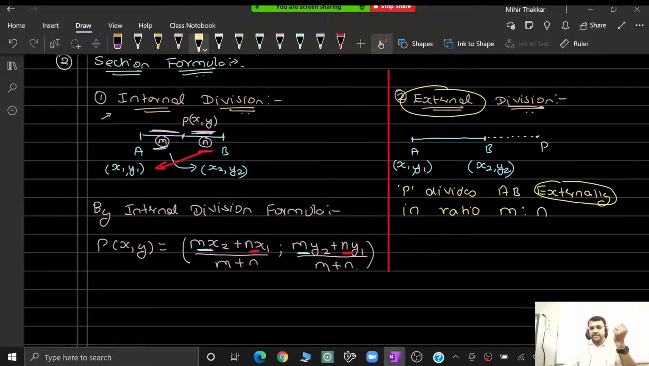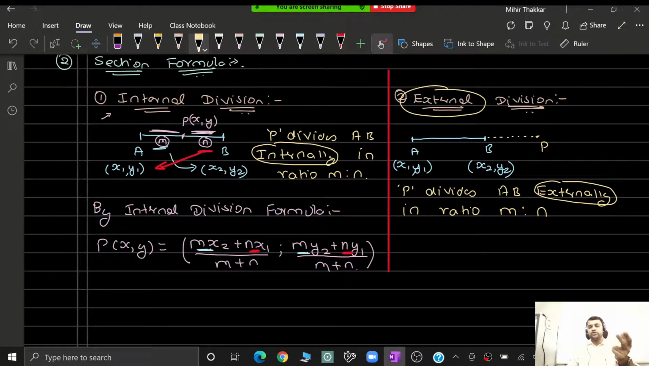The first case was very easy. It was just saying that P divides AB internally in ratio m is to n. So when it was internal, we could easily understand P has to be somewhere between A and B. But when it says externally, it should come to our mind that P has to be outside AB. So when it is outside AB, guys, you have to be very careful.